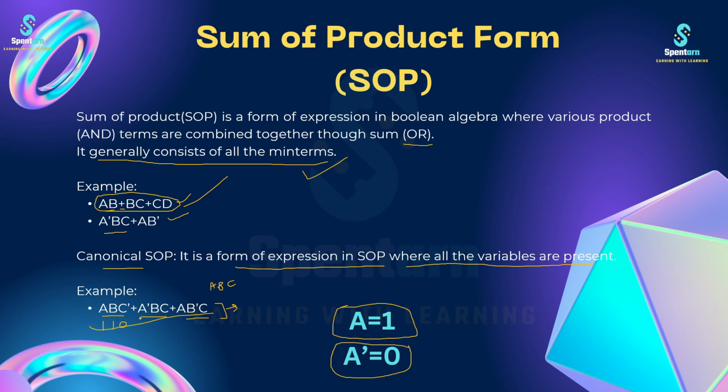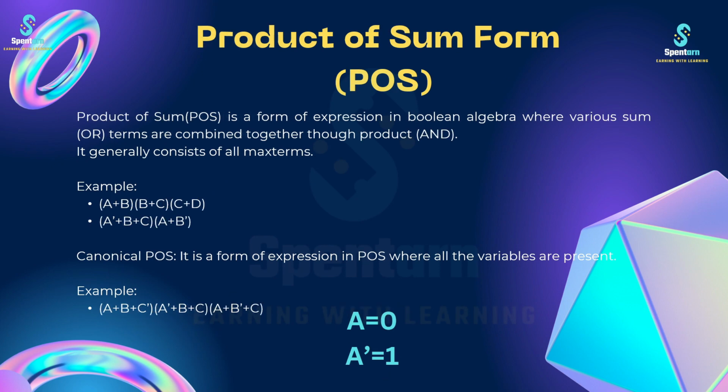Similarly, for A bar BC we are given, so we write it as 0, 1, 1, right? In the next case, AB bar C, we write it as 1, 0, 1, right? So whenever we have the complement, we write 0 in the SOP form. Remember this thing. Okay, let's move ahead.